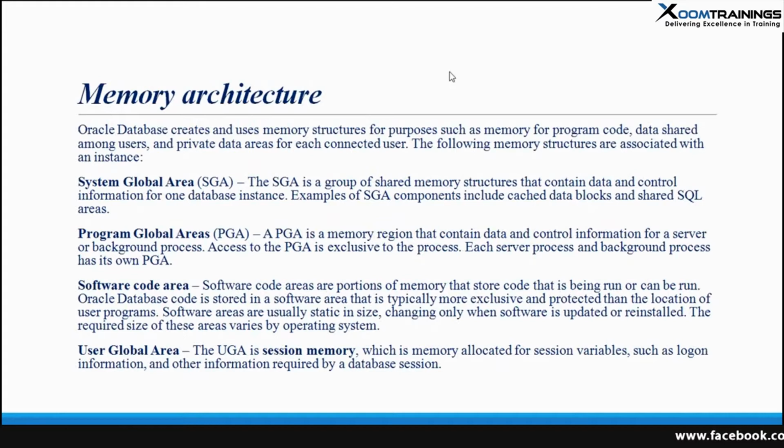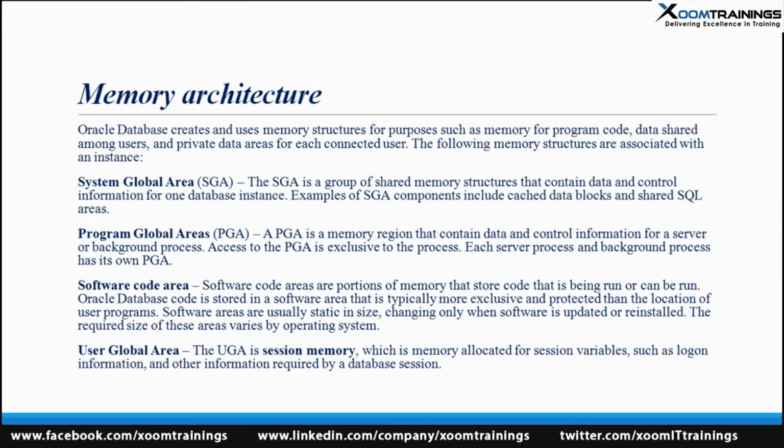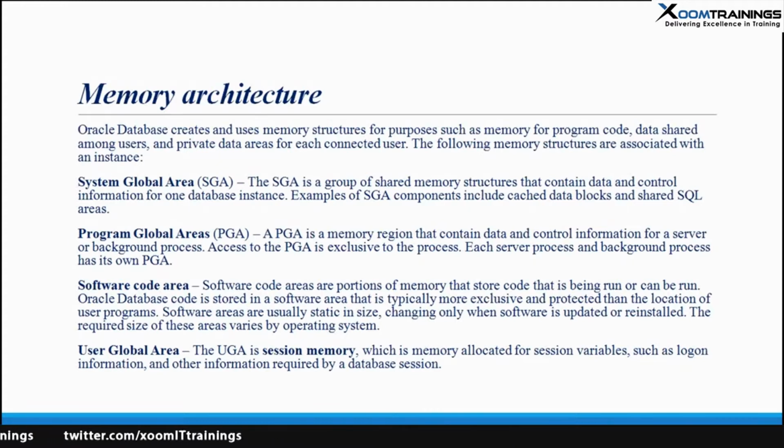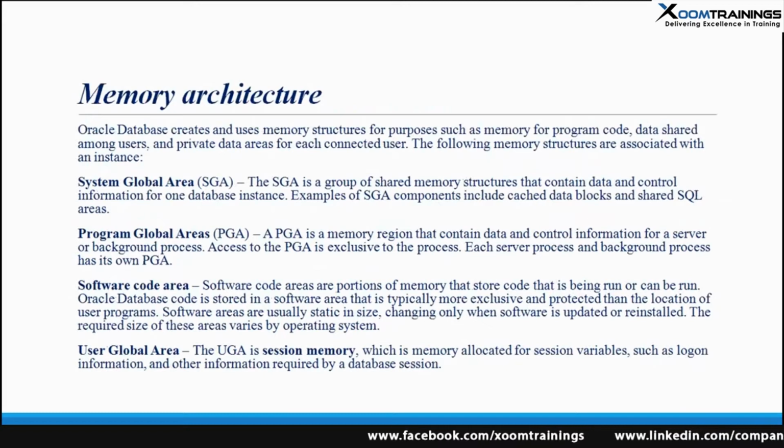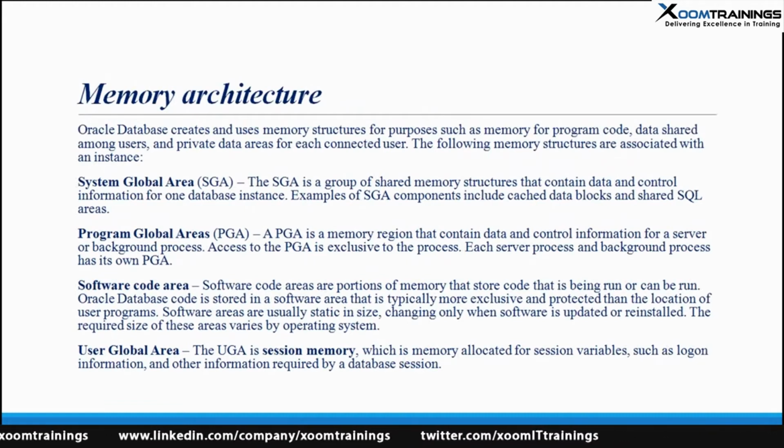So what does the SGA do? By definition, SGA is a group of shared memory structures that contain data and control information for one database instance. SGA components include cache data blocks, shared SQL areas, and multiple kinds of things. We heard an important thing, that is the instance. We will describe the instance in our next slide. Let me give a brief idea about the instance. Instance is the Oracle database included with the background processes which Oracle runs.